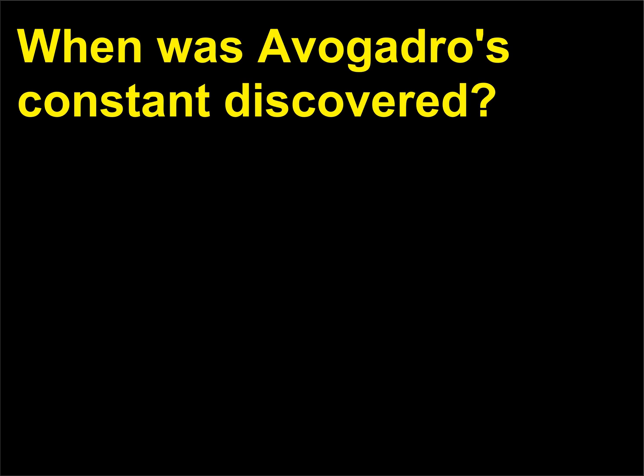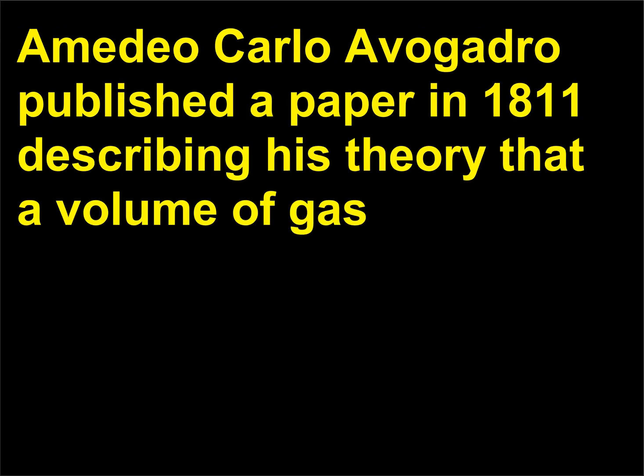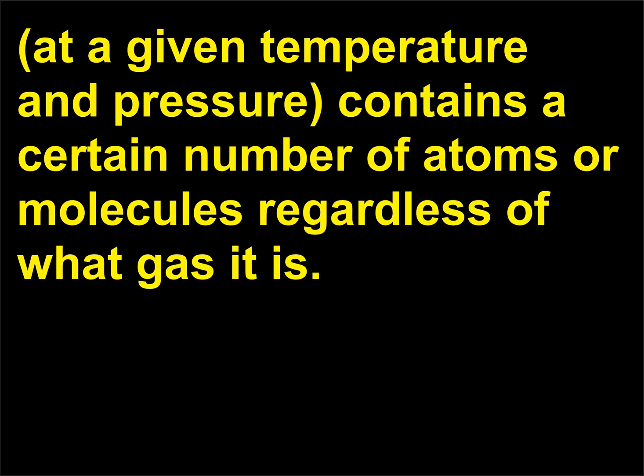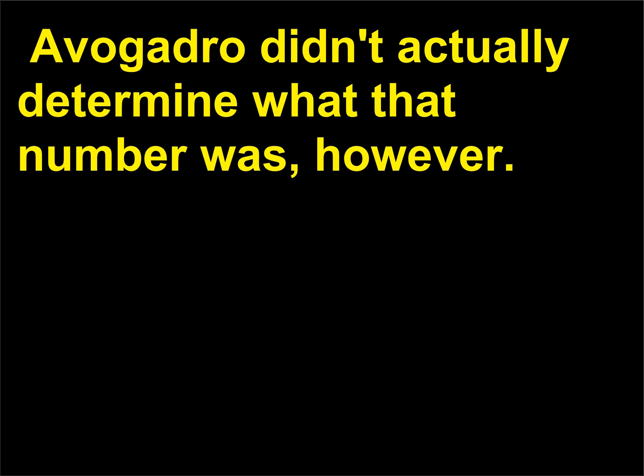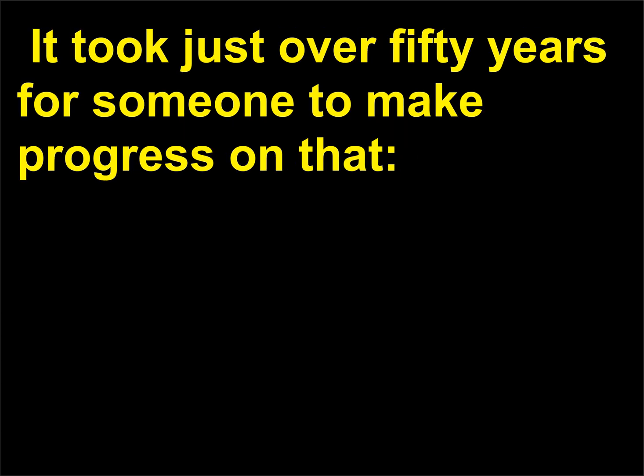When was Avogadro's constant discovered? Amedeo Carlo Avogadro published a paper in 1811 describing his theory that a volume of gas at a given temperature and pressure contains a certain number of atoms or molecules regardless of what gas it is. Avogadro didn't actually determine what that number was, however. It took just over 50 years for someone to make progress on that.